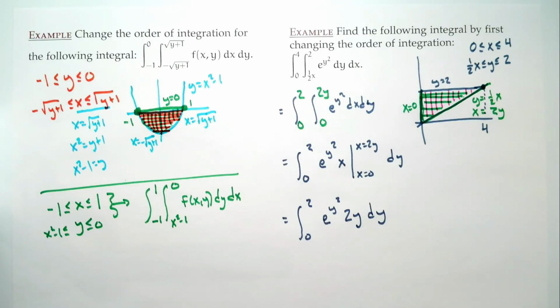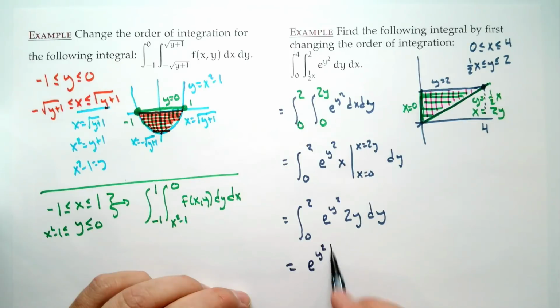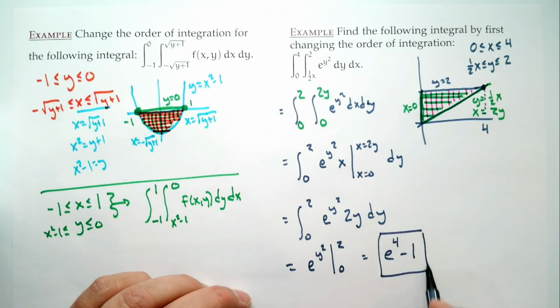Now, we can't integrate e to the y squared. But we no longer have to integrate e to the y squared. Now we have to integrate e to the y squared times 2y. We've added even more stuff that we have to integrate. Can we do it? Yeah, we can use substitution. In fact, this is a u-substitution that we would hope you can probably do in your head now. What is the antiderivative of e to the y squared times 2y? e to the y squared. This is e to the y squared evaluated from 0 to 2, which becomes e to the fourth minus e to the 0, and e to the 0 is 1.